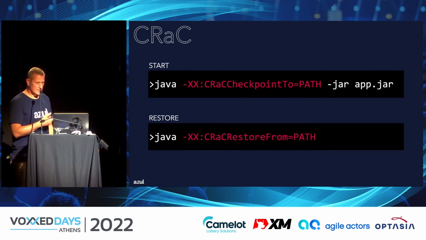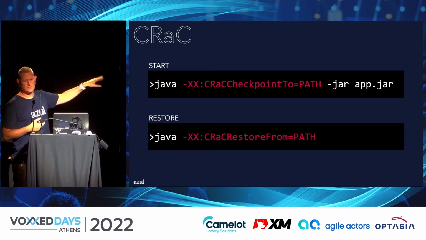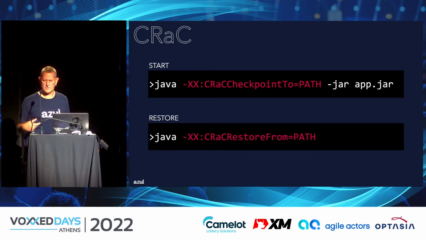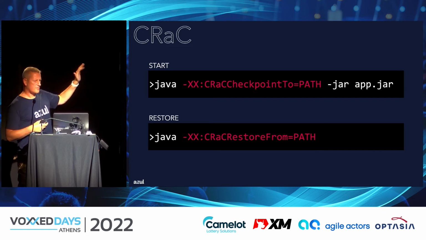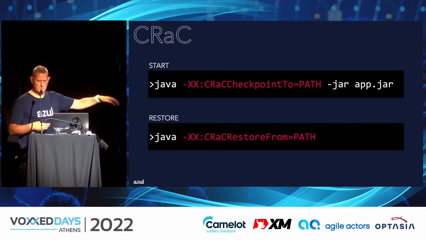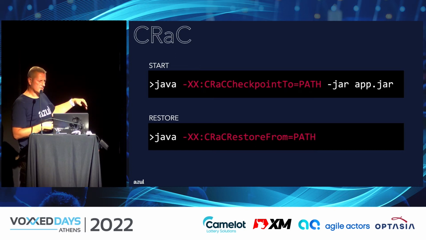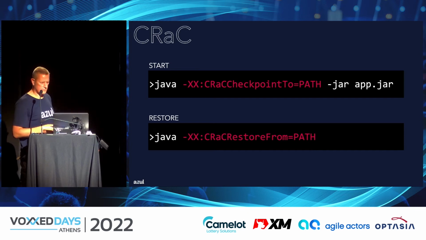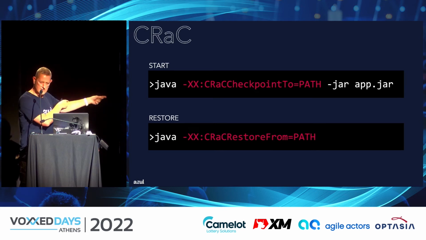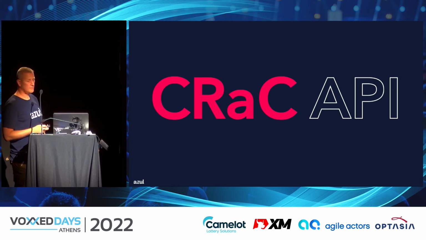Okay, if we start it, we have two parameters here. The one is -XX:CRaCCheckpointTo=path, and then -jar, and then you start your jar. And this path is the path where the checkpoint files will be stored. So we pass that to the JVM so that it knows in case there is a checkpoint, I store the files in this path. And if you would like to restore it, you just call java -XX:CRaCRestoreFrom=path. And then you point it to the path, and then it will start from that checkpoint. That's the main idea.